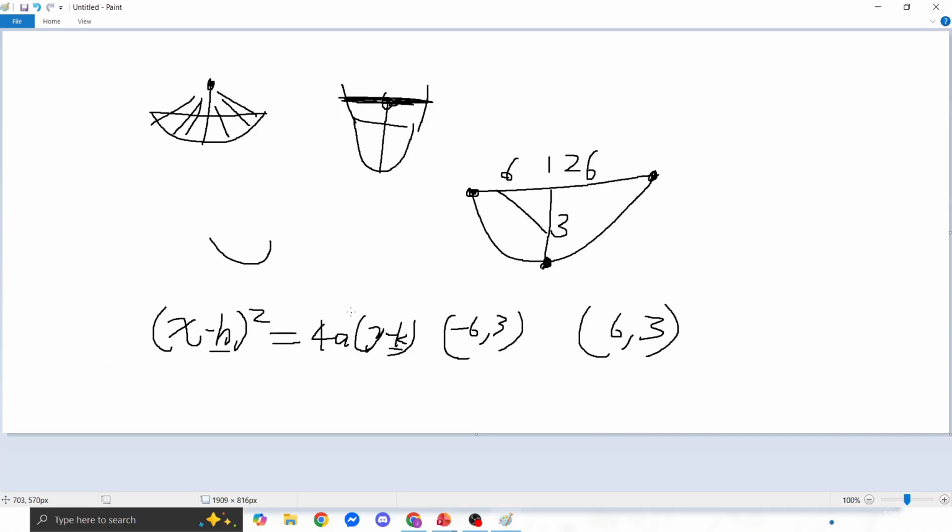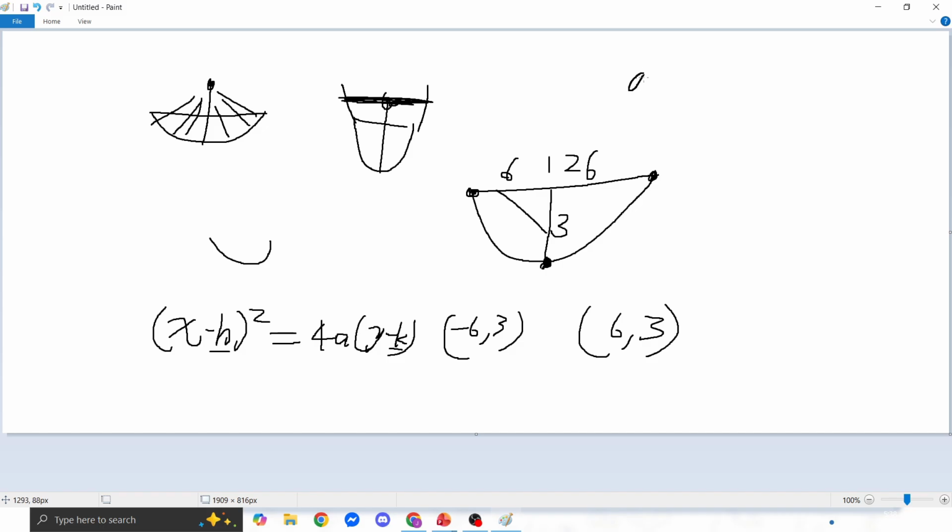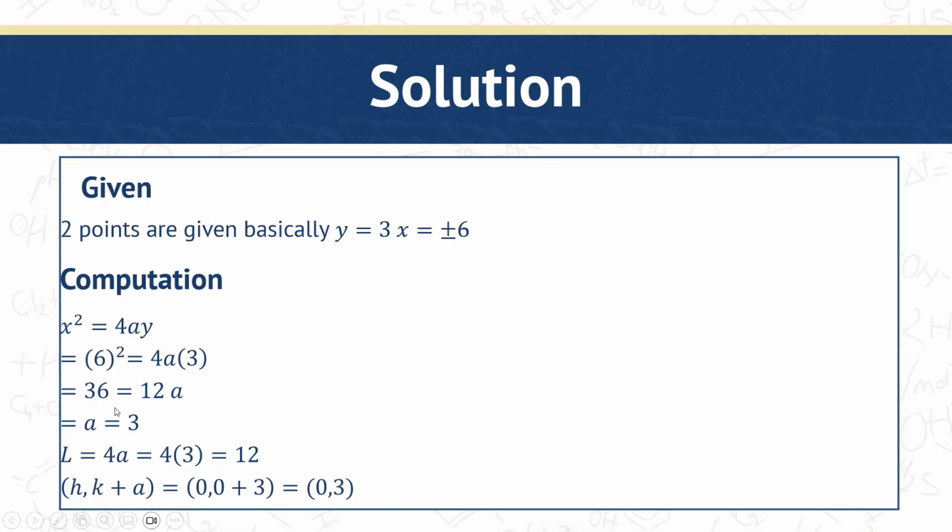Now we have our value of x, which if squared, is just gonna yield 36. And then we have our value of y, which is 3. So 3 times 4, that's 12a. And now we have our a. If we got our a, we can look for everything else. Our general equation now will be x squared is equal to 12y, right? So now our latus rectum is equal to just 4a. Our a here is 3, so 4 times 3 is equal to 12, and our focus point is at (0, 3).